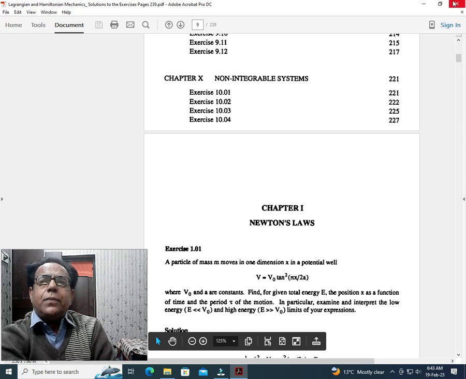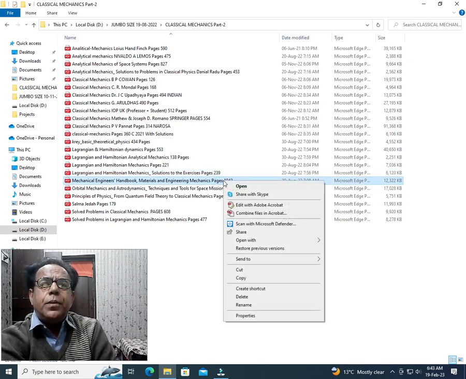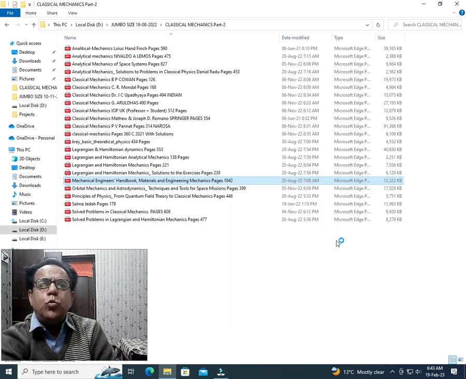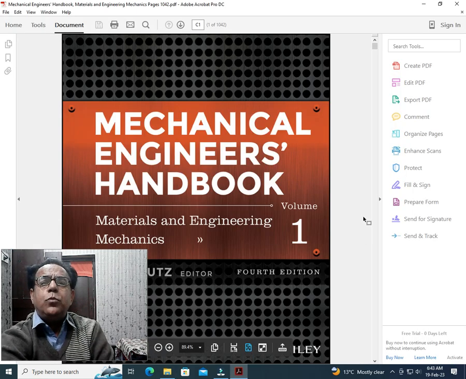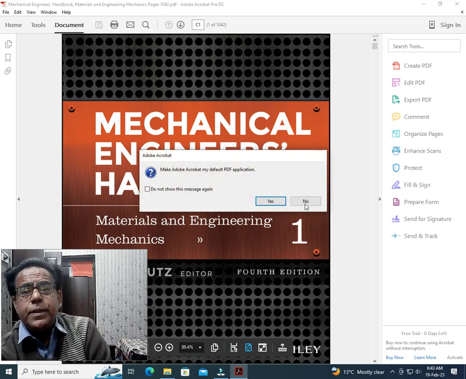Okay, I think it is enough. Now we open the next book, which is of 1042 pages. The 1042 pages book is being opened. Okay, it has been opened.